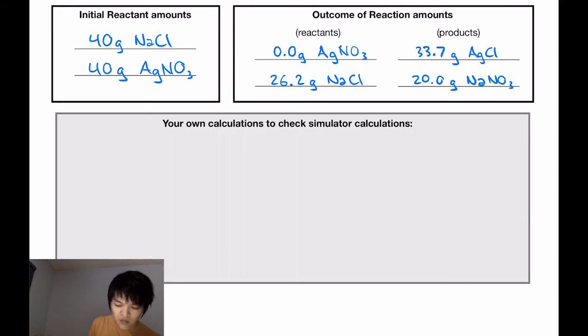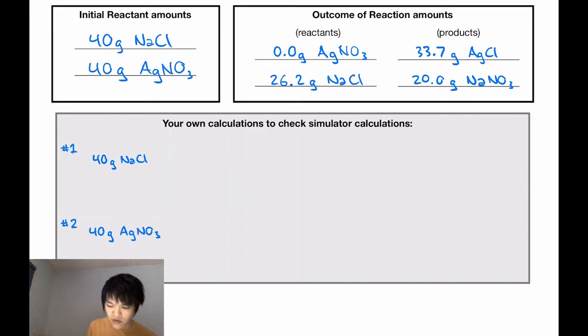For the first calculation, we're going to start with our 40 grams of sodium chloride. All right, this is my first conversion. We're starting with 40 grams of NaCl. Okay, and in my second calculation, I'm starting with my second reactant. My second reactant is 40 grams of silver nitrate. Okay, that's what I wrote over here.